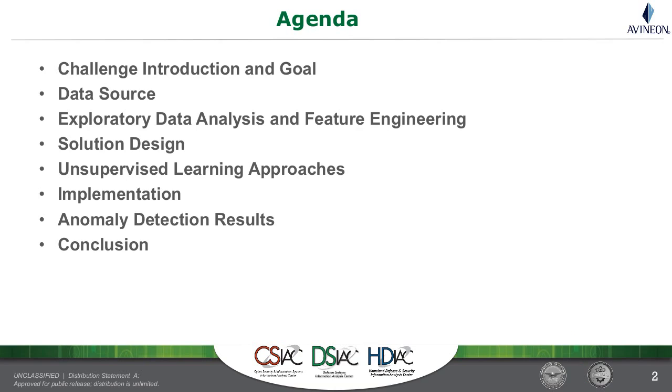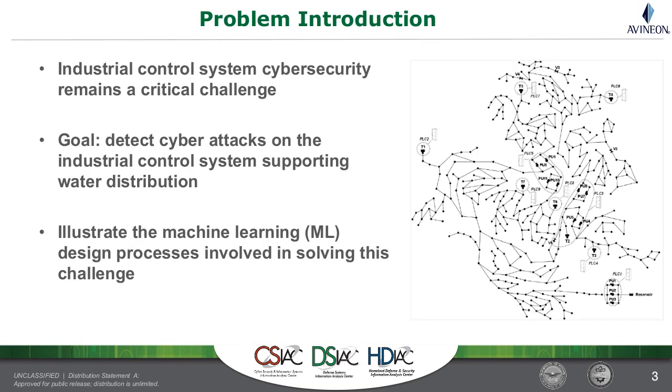We go to slide 3. The diagram on the right just shows you an overview of the water distribution system that this data represents. Our goal is to detect cyber attacks onto this system. So we're going to be provided data that indicates how the system is operating, and then the system will be attacked from outside, and our goal is to detect when those attacks occur. And then through this, we're going to illustrate the machine learning techniques and design processes that we used to solve this challenge.